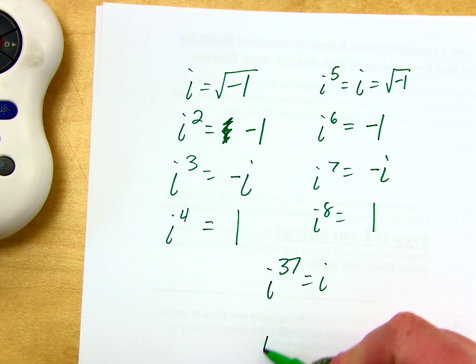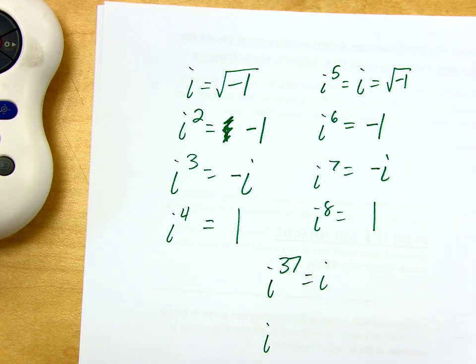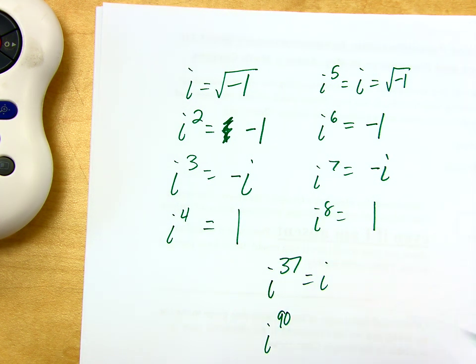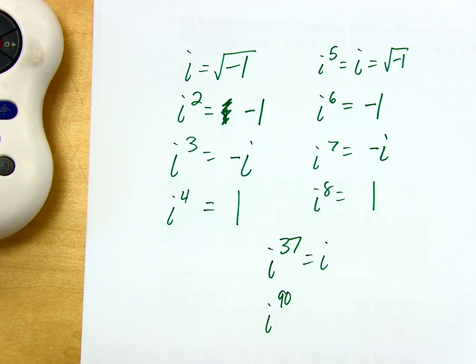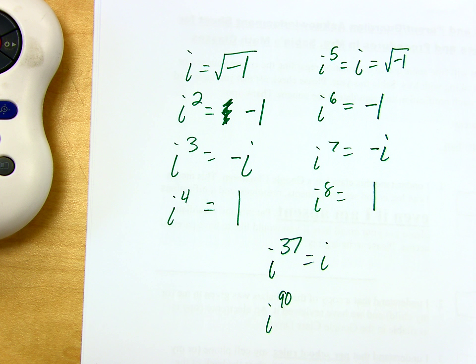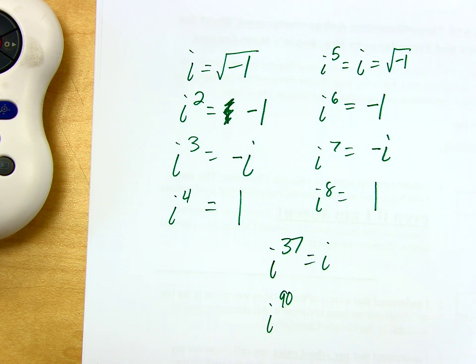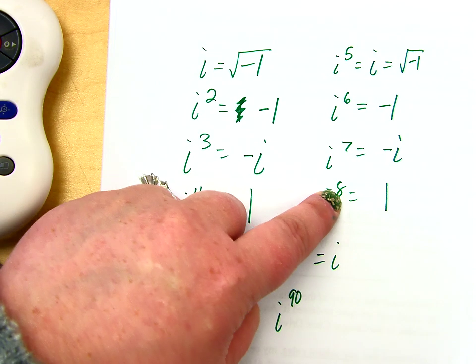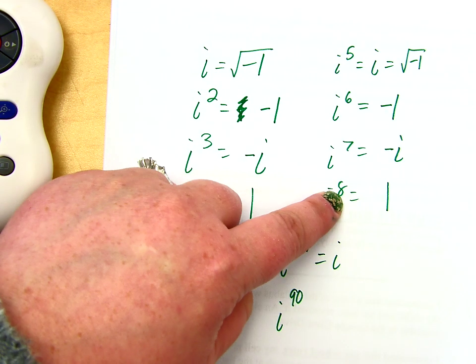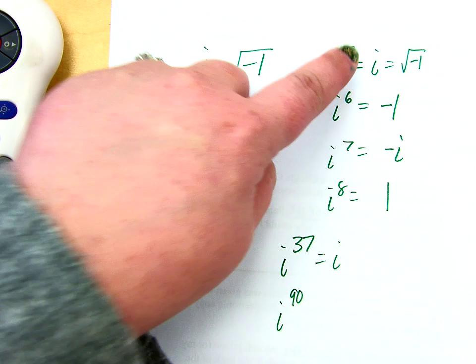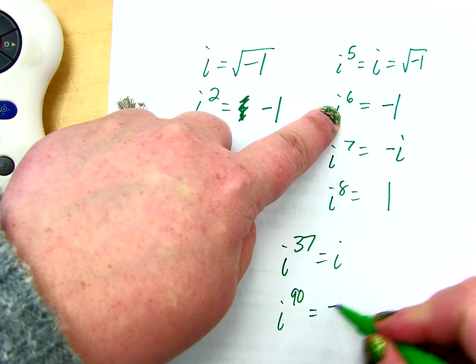When I ask you for i to the, I don't know, 90th. Is 90 a multiple of 4? No, but give me a multiple of 4 close to 90. 88. 88 would be here. I have to go 2 clicks past it. 88, 89, 90. So that would just be -1.